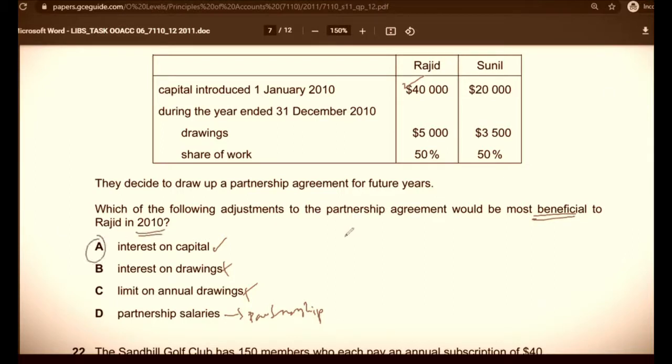So the correct answer to multiple choice 21 is option A, because Rajat introduced $40,000 into the business, and if they decide on the interest on capital, Rajat would get more interest on capital, and therefore the correct answer to multiple choice 21 is option A.